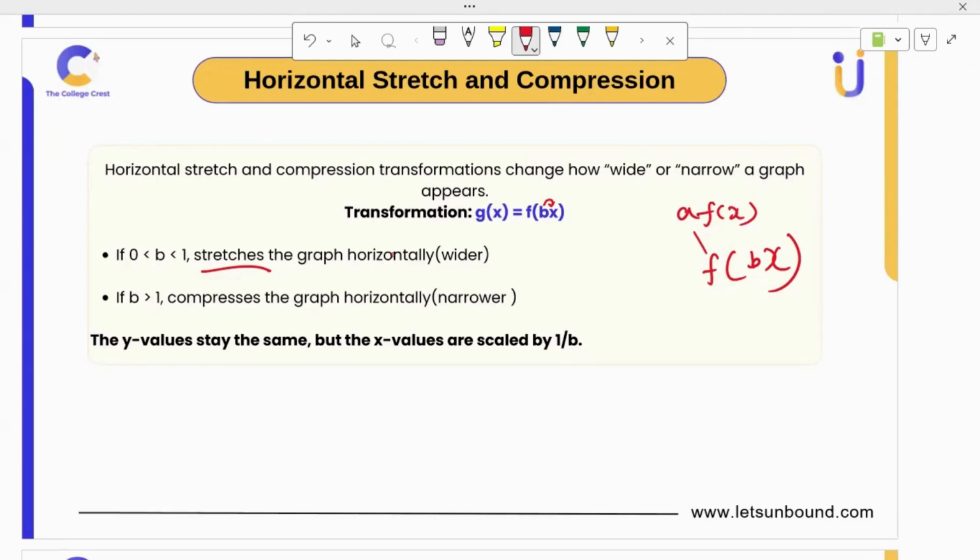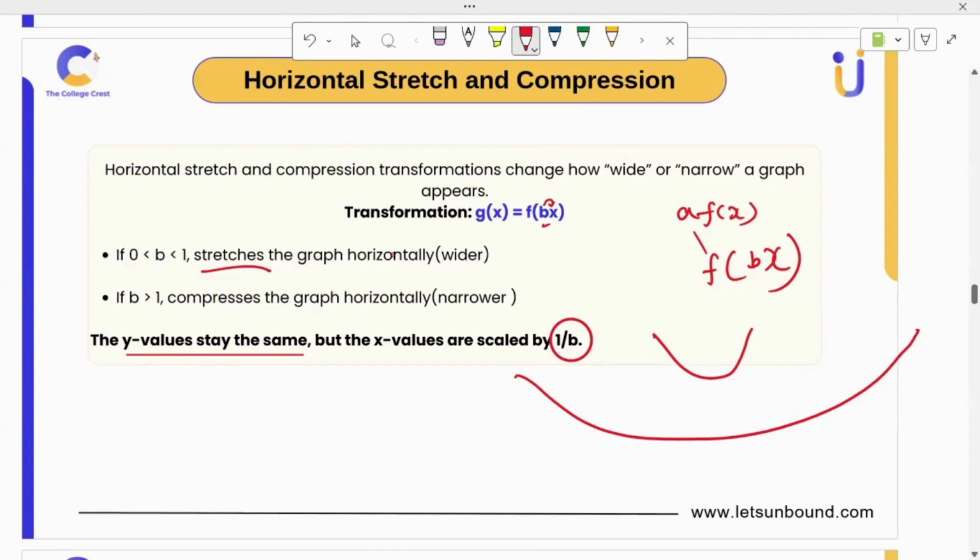So it will stretch horizontally, meaning it will become wider. This parabola will become like this. And b greater than 1 compresses the graph, so it will become narrower. The y value will be the same. The x value will be scaled by not b, but 1 by b. Reverse everything, right? So 1 by b should be kept in mind. So if I take f of 5x, your scale factor will be, y will be the same, x will be x by 5, not 5x.